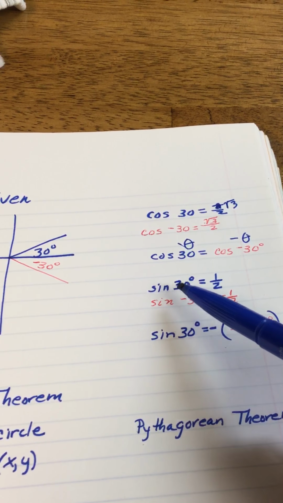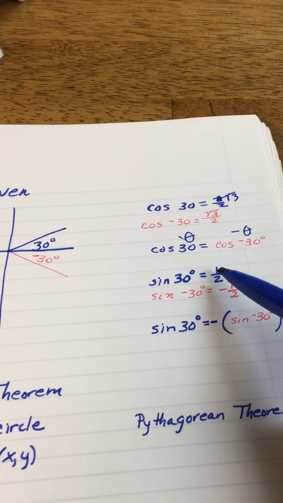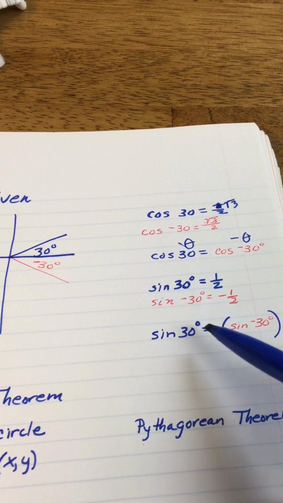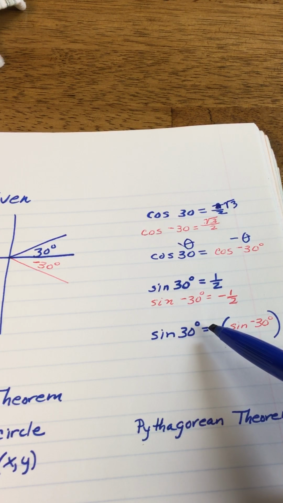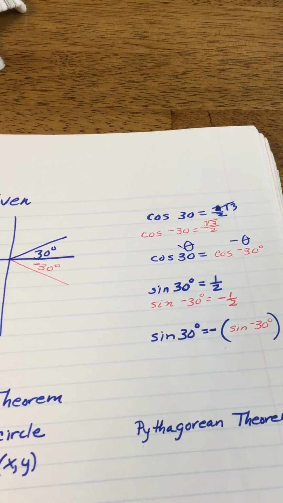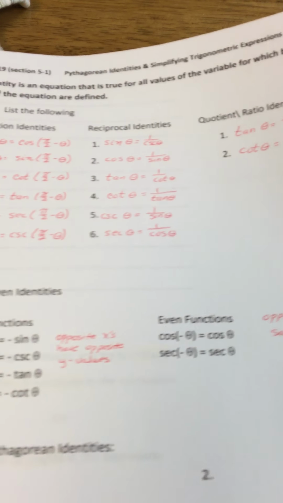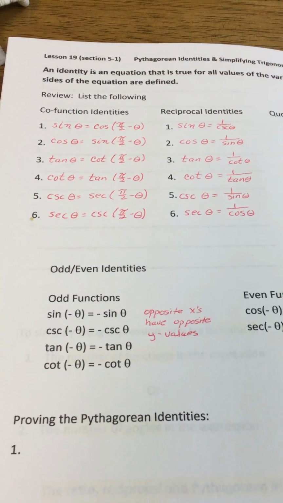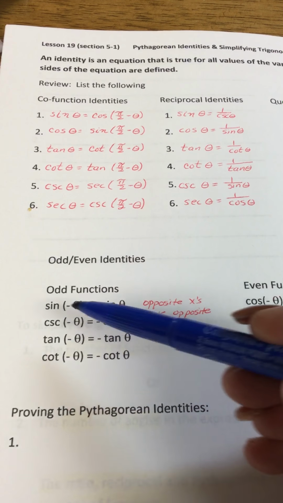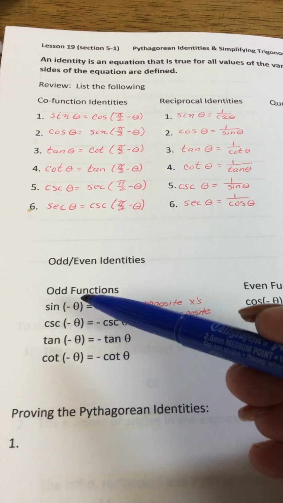Remember, opposite x's have opposite y's. So the sine of 30 isn't equal to the sine of negative 30, but it's equal to the opposite of it. So let's say I don't want to have but one angle in my problem. Some of my angles are theta, some of my angles are the opposite of theta.